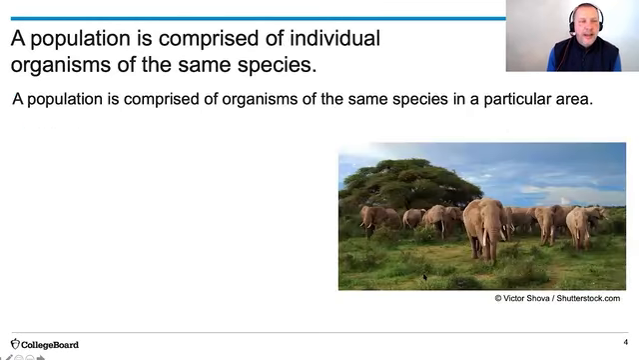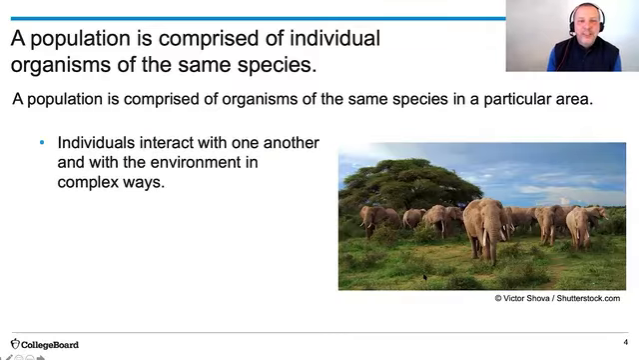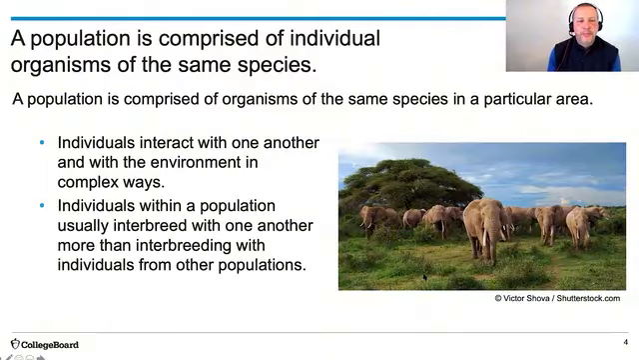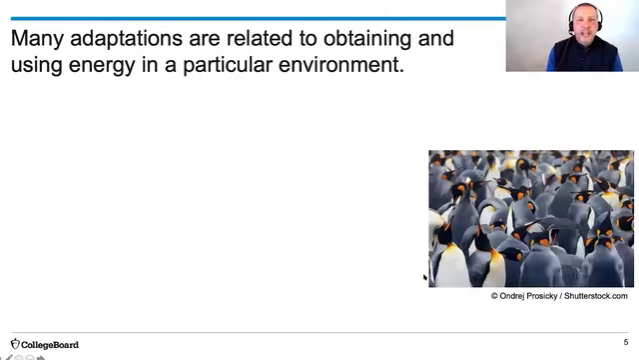Let's dive in. A population is comprised of organisms of the same species in a particular area. Individuals interact with one another and with the environment in complex ways. Individuals within a population usually interbreed with one another more than interbreeding with individuals from other populations.